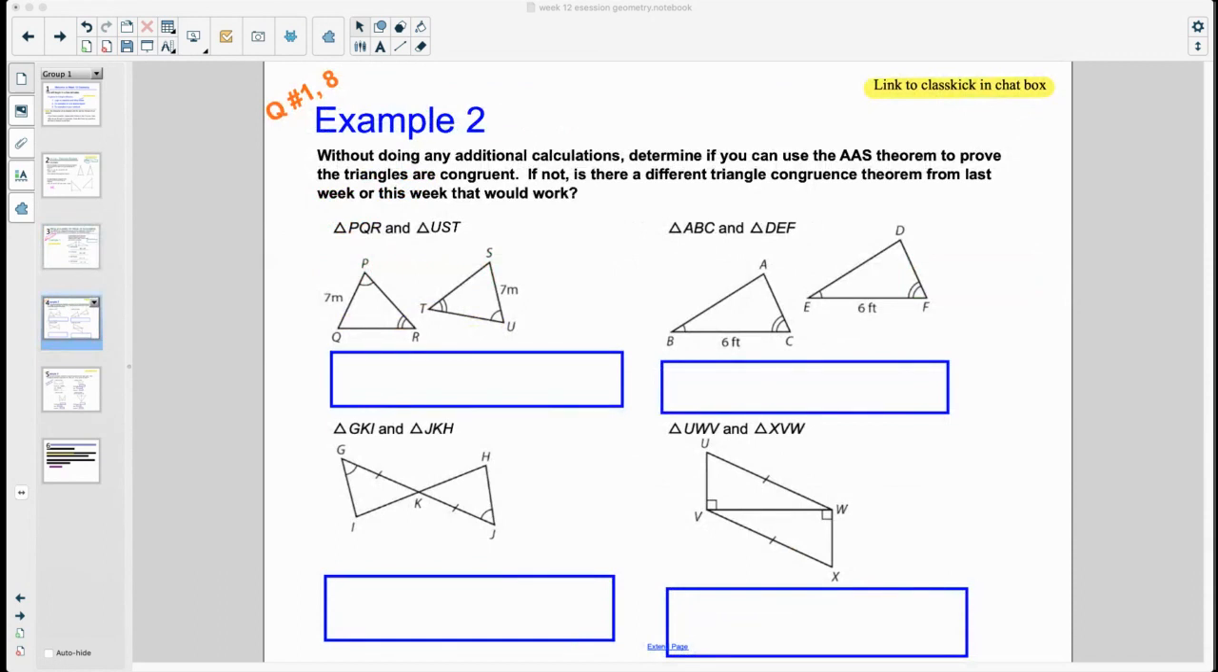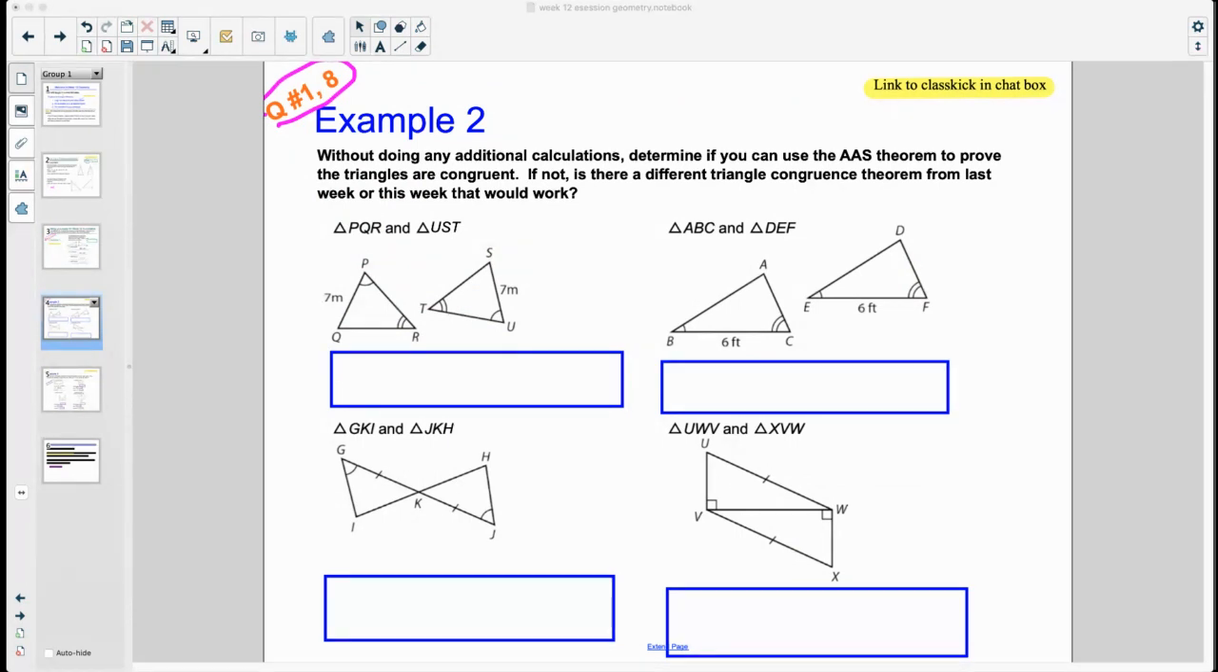Okay, getting you guys ready for questions 1 and 8 there. Okay, so without doing any additional calculations, determine if you can use the angle, angle, side theorem, one of our new ones for this week, to prove the triangles are congruent. Okay, if not, is there a different triangle congruence theorem from last week or this week, meaning your HL, that would work? Okay, so just looking at what you have. Remember, make no assumptions.